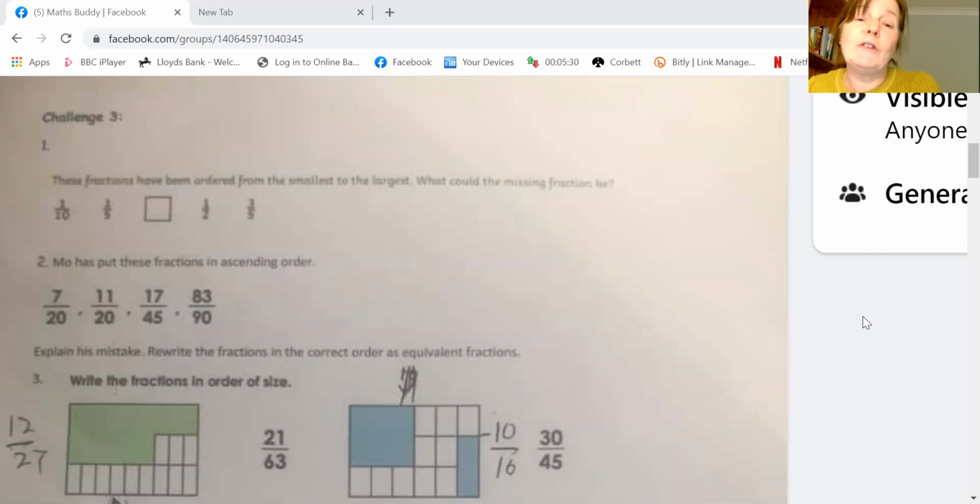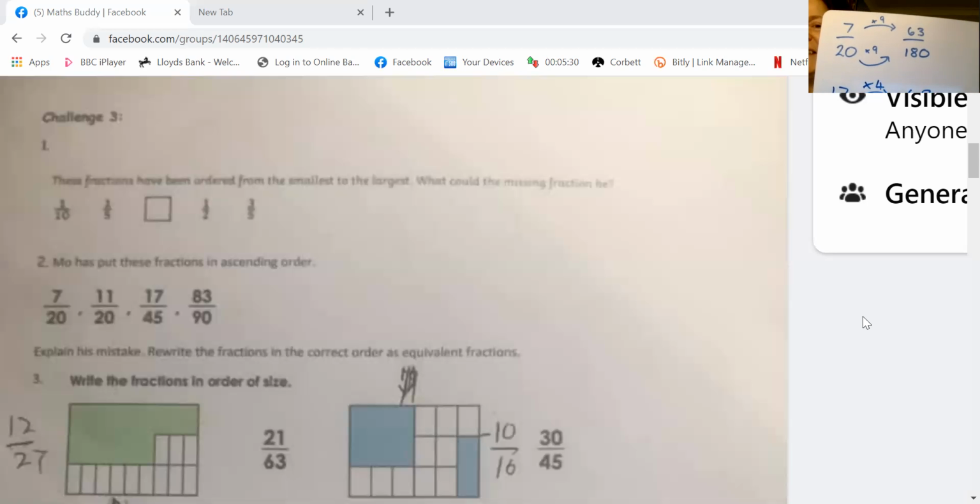Question 2. Mo has put these fractions in ascending order. So again, you're going to have to find the equivalent fractions for each of those so that the denominator is always the same. Now, what makes this difficult, I think, and a challenge, is the denominator is so big. You have to go to 180ths, and that's quite a challenge and not easy to spot. But once you know that, it's just normal method, though I have kindly given a couple for you here.